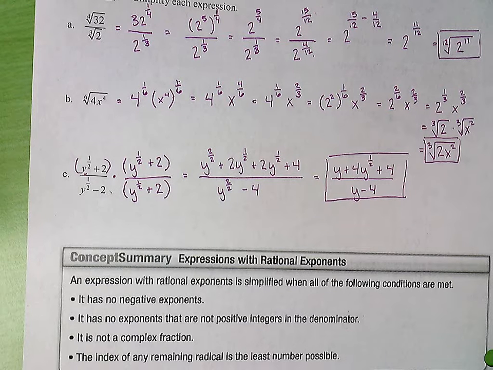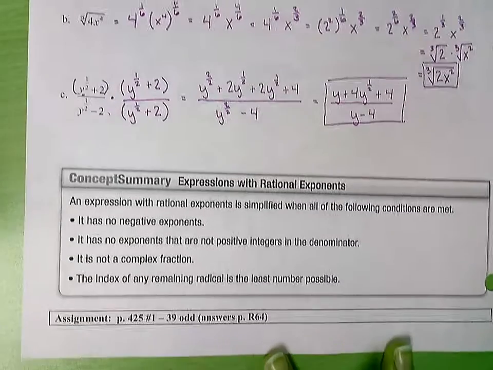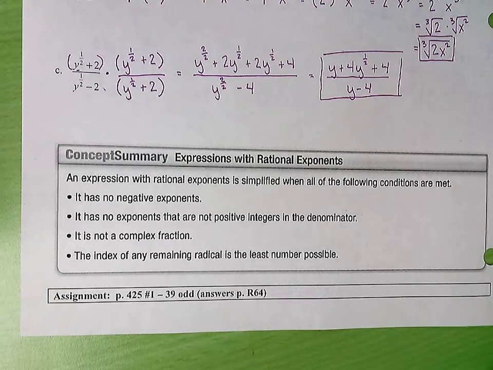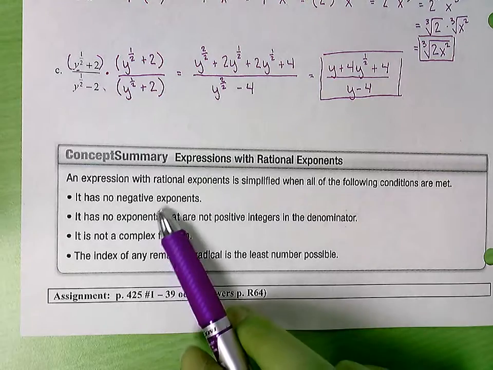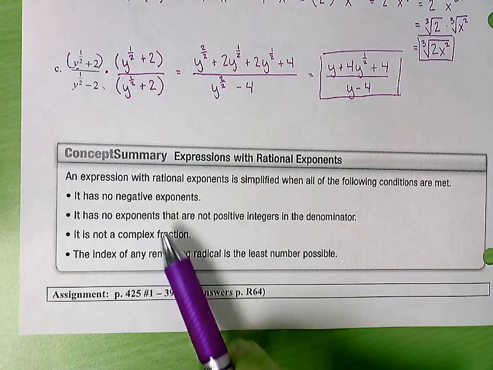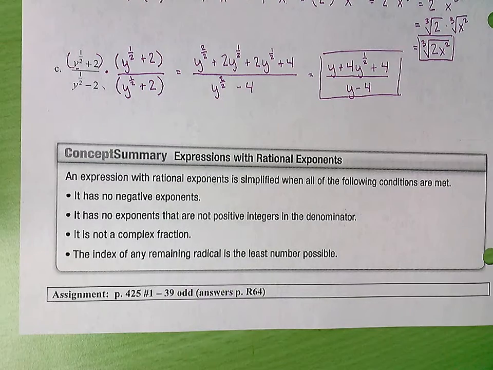At the bottom there, an expression with rational exponents is simplified when all of the following conditions are met. So it's good to go back and check these conditions as you work through problems. It has no negative exponents. If it has a negative exponent, it flips it to the denominator or flips it back up to the numerator, depending upon where it is.